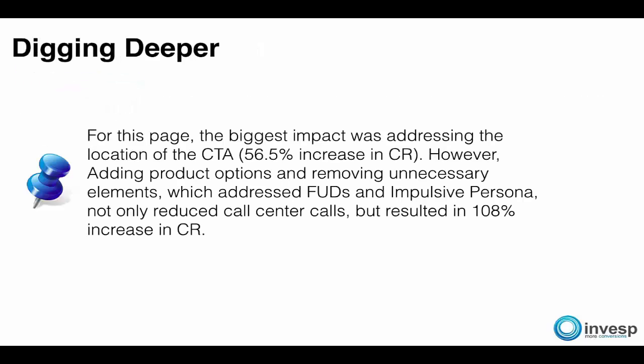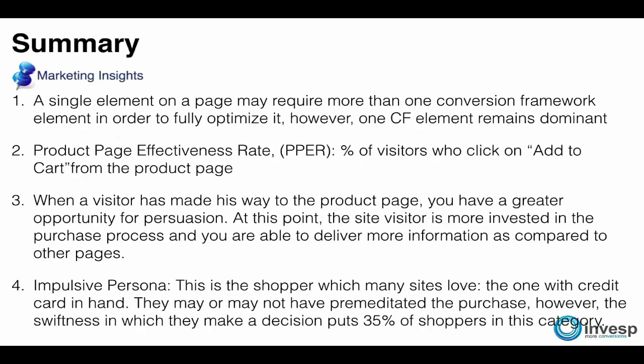With that, digging deeper, for this particular page, we've had two different designs and they had different elements. The biggest impact was addressing the location of the CTA. If we're looking at an element by itself, just moving the add to cart above the fold. However, adding the product options and removing unnecessary elements, which address FUDs and the impulsive persona, the other design, design 1, which addressed two elements of the conversion framework, resulted in a 108% increase in conversion rates. Two elements at play, bigger impact on the bottom line. Ayat, you can take it home from here.